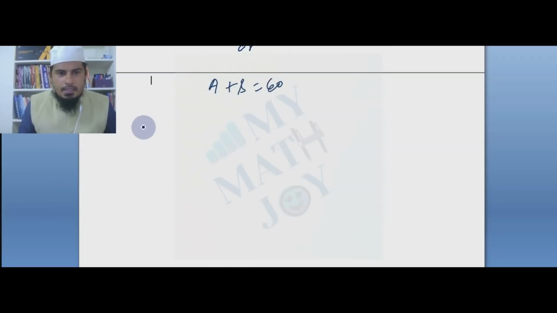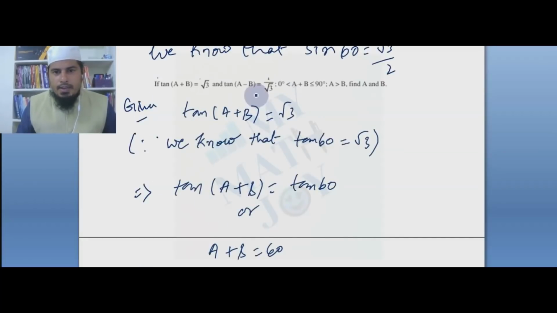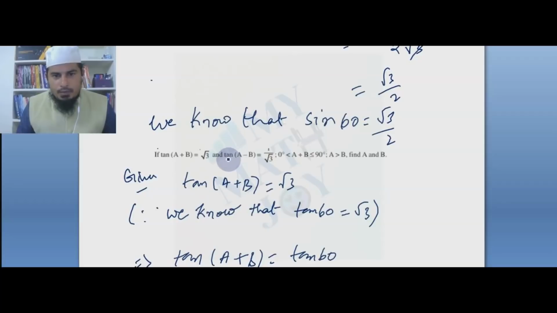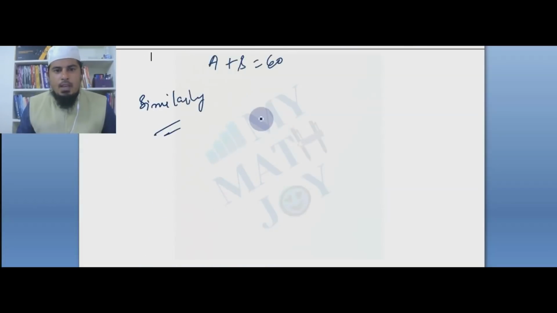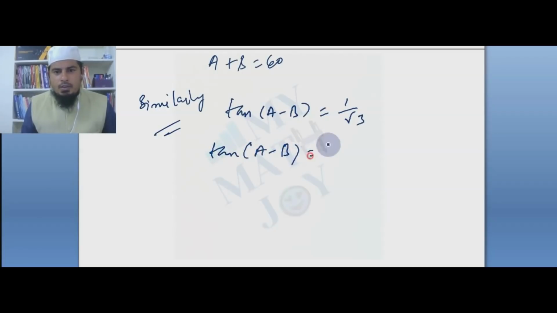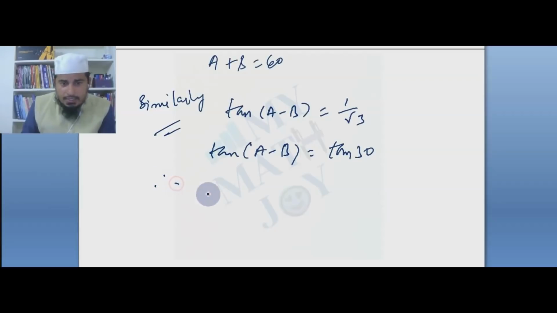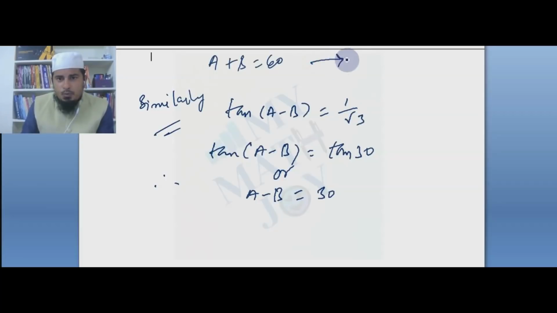Similarly, I can write one more equation. Tan of a minus b is equal to 1 by root 3. From the standard angles, it is tan 30 degrees. So I can write a minus b is 30 degrees. I got equation number 1, a plus b equals 60, and equation number 2, a minus b equals 30.